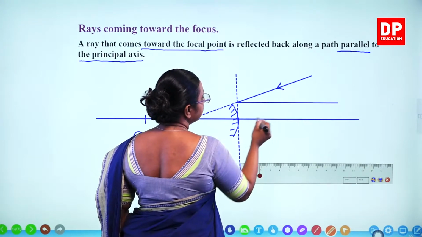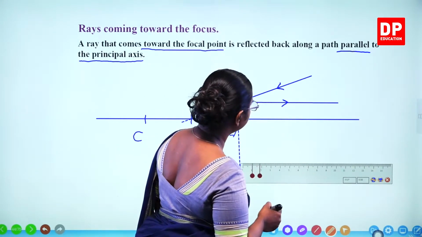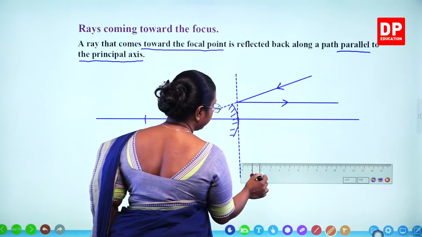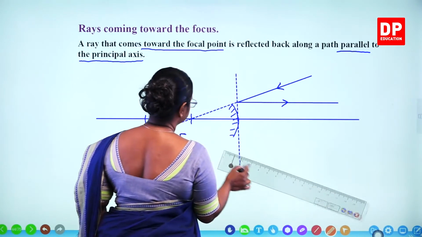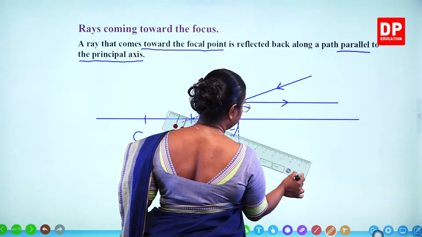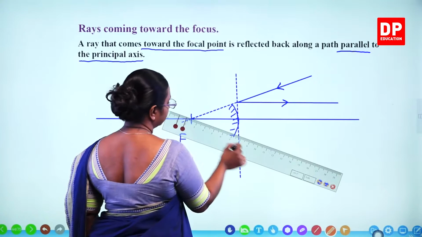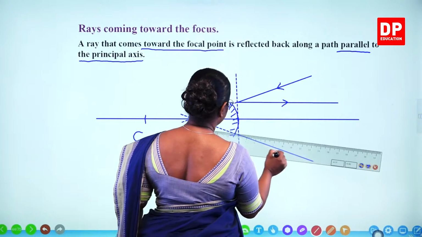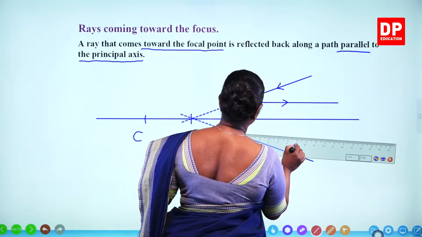This is the incident ray. This is the reflected ray, that is parallel to the principal axis. The same way, if another ray comes from the other side, again you can draw the rays towards the focal point. The same ray will go through the focal point, but this will reflect parallel to the principal axis.